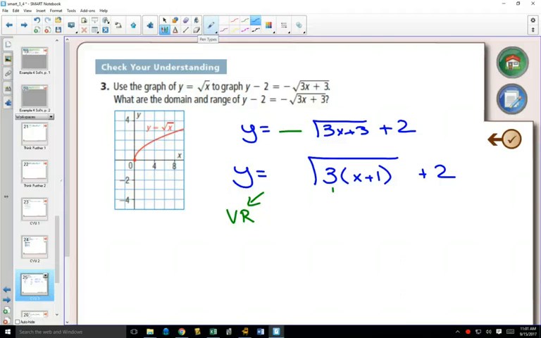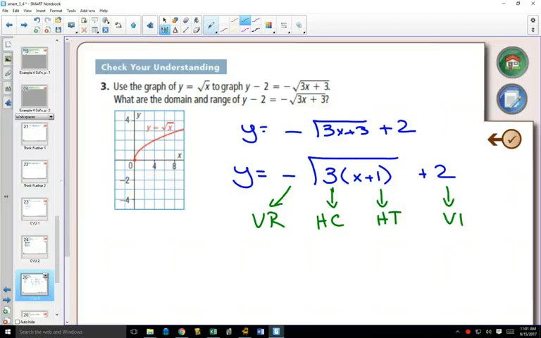And it should be, if I'm color coding things, blue. And so there's just a negative. So there is just a vertical reflection. I got a little bit 3 happy there, just kept adding 3's. So now this 3 inside will be a horizontal compression. This 1 will make a horizontal translation. And this 2 will be a vertical translation.